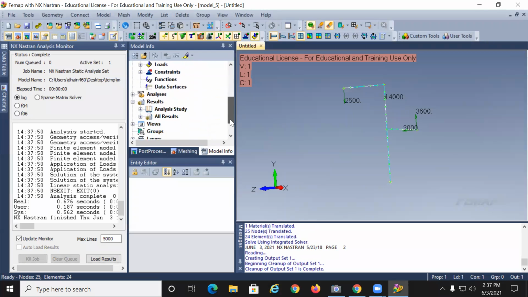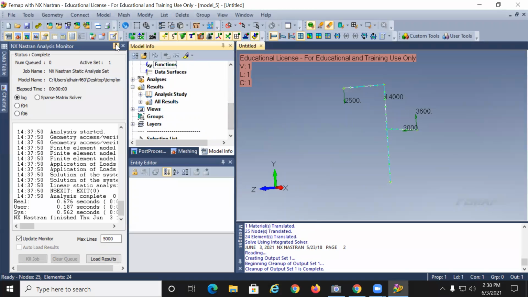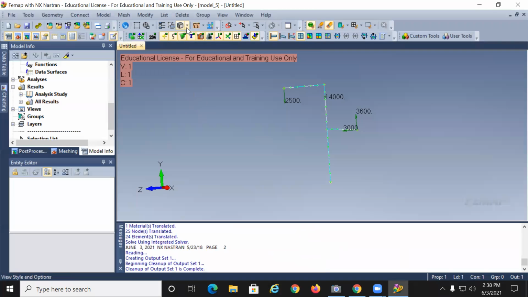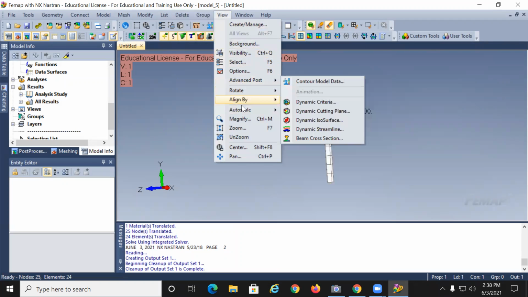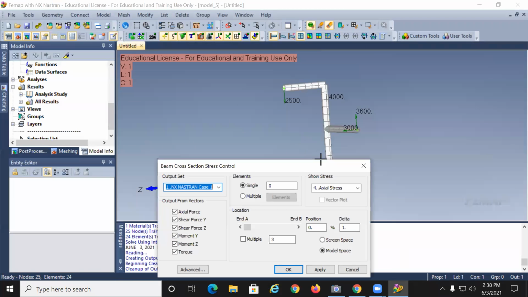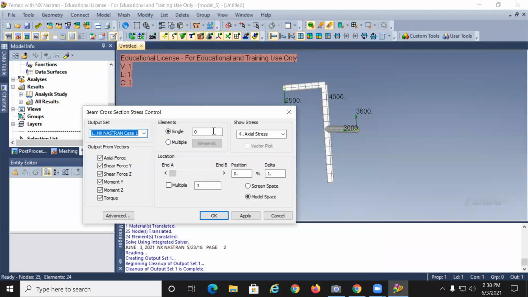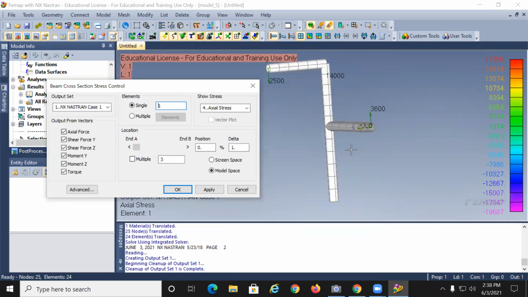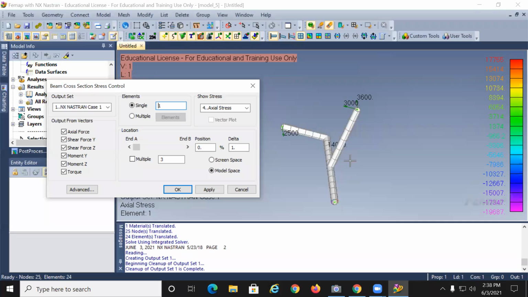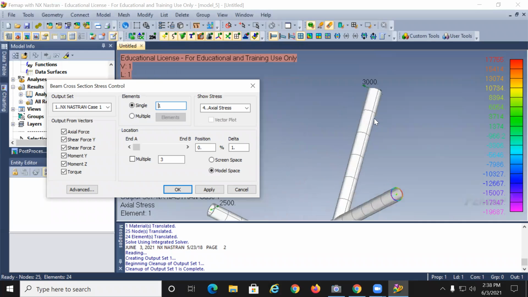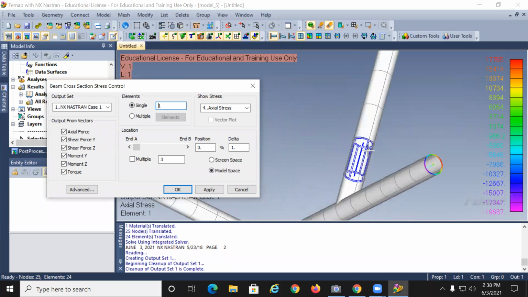Okay, I think it's done. So maybe let's put this again and see if it works. Let's try to use this one as we did the other day. Advanced post-processing, beam cross-section. We're going to select this element here. But why is it not showing that element here? I thought we were able to see the distribution the other day. We can't see it here, but maybe we need to isolate that one.